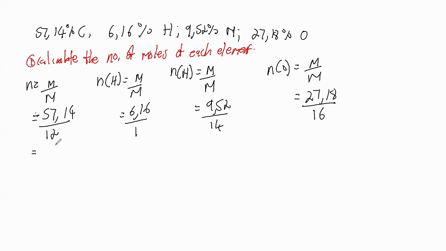Okay. Then all we have to do now is just simply punch all of this into our calculator. So for this one, we have 4.76 mole, rounded off to 2 decimal places because we can see all these numbers are 2 decimal places. Then here it's just 6.16 mole. And then when we do this here, we have 0.68 mole. And then the last one has to be 1.70 mole.